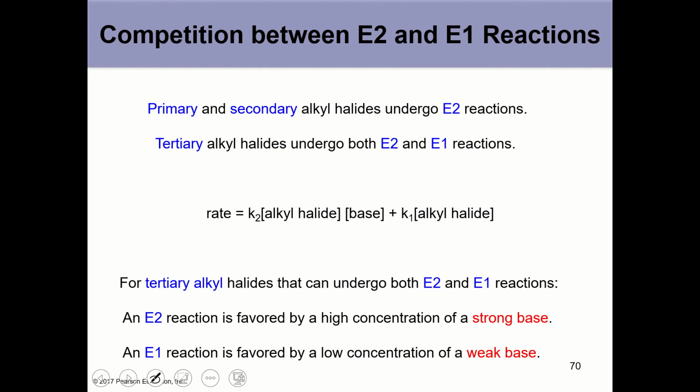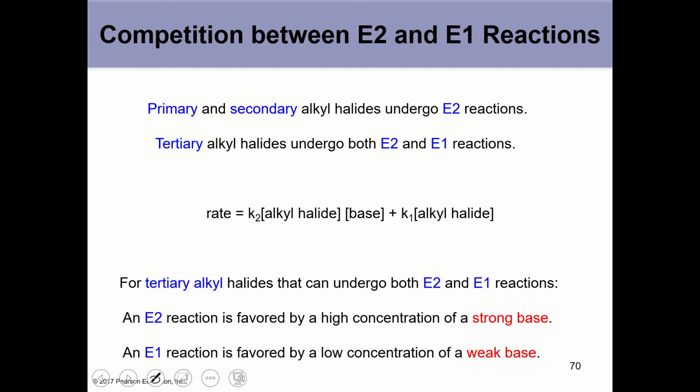Competition between E1 and E2 is going to occur, but there's also competition between SN1, SN2, E1, and E2. Okay, so let's talk about this competition just between E1 and E2 to begin with. Primary and secondary alkyl halides tend to undergo E2 reactions because they form less stable carbocations. They're unlikely to undergo E1 reactions. Tertiary alkyl halides undergo both E2 and E1 reactions at the same time.